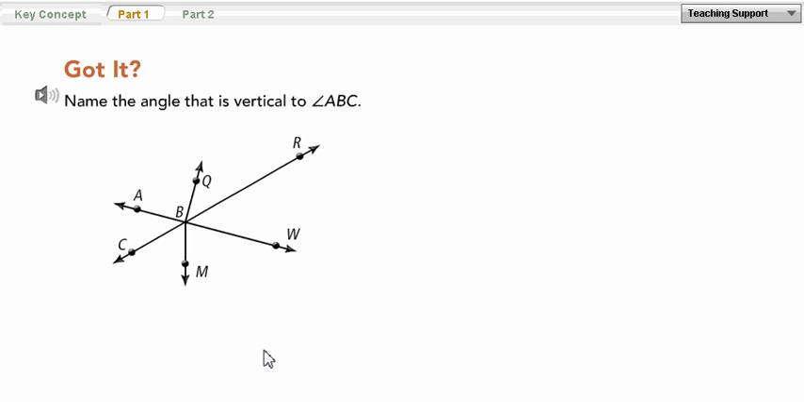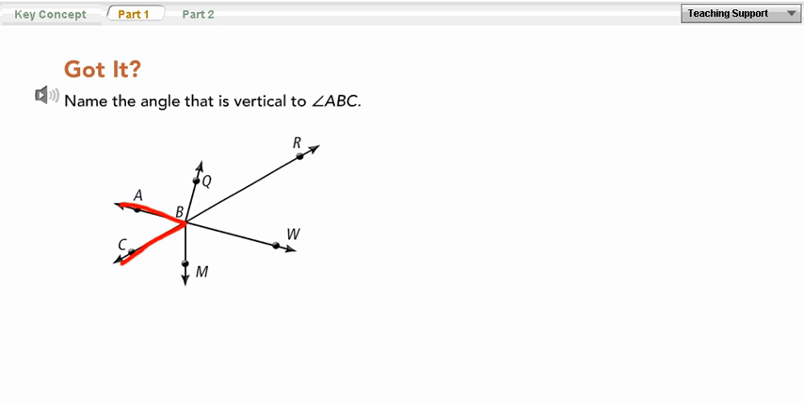Okay, here's a challenge question. Can you find which angle is vertical to angle ABC? Take a moment and look. If you're struggling a little, I went ahead and highlighted angle ABC, and then you can look to see which lines extend. Go ahead and pause if you need that extra time.